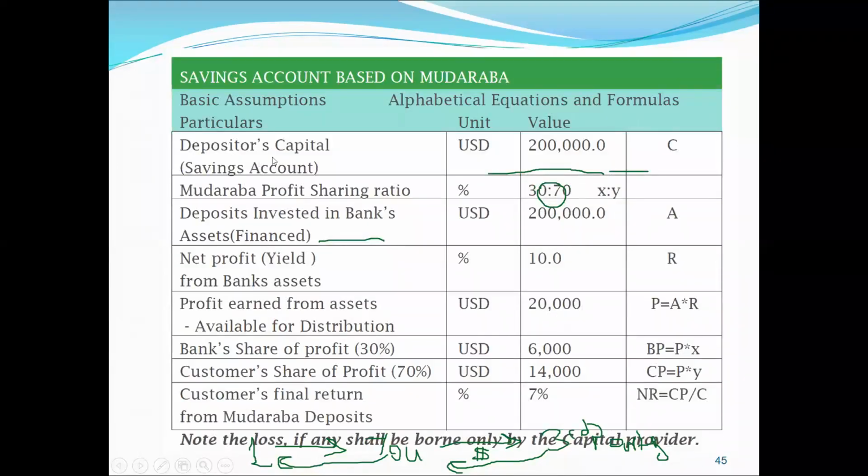So you deposit your money into a saving account, let's say 200,000 bucks. The Mudaraba profit sharing ratio will be 30 to 70. 30% will go to the bank and 70% will go to you as a profit share.